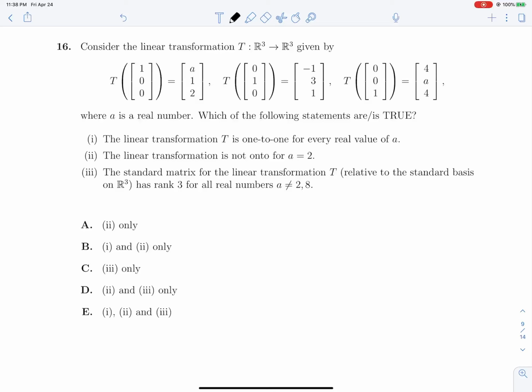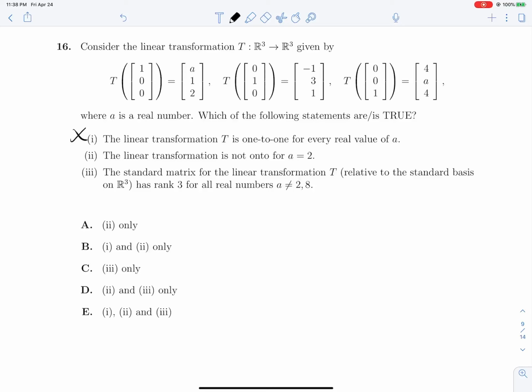It's a little tough to see. You can do this first one without actually doing any math if you see that if A is equal to 2, we will have 2, 1, 2, and 4, 2, 4, which are direct multiples of each other, and as a result, the set will not be linearly independent. What about 2? The linear transformation is not onto for A equals 2. Well, let's see. If we plug in A equals 2, yeah, we can just think about this visually, actually.